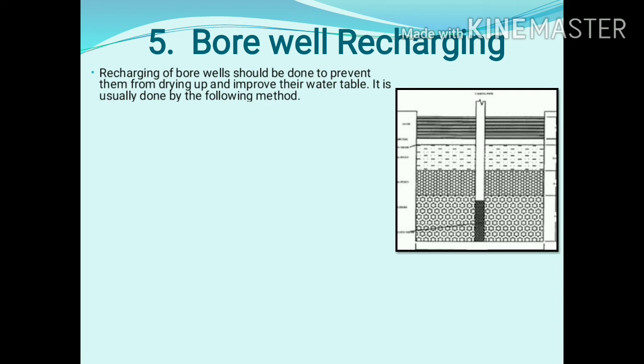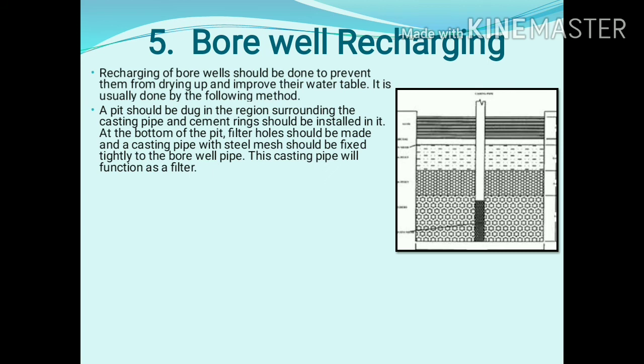Borewell recharging should be done to prevent borewells from drying up and to improve their water table. This is usually done by the following method. A pit should be dug in the region surrounding the casting pipe and a cement ring should be installed in it. At the bottom of the pit, filter holes should be made and a casting pipe with steel mesh should be fixed tightly to the bore well pipe. This casting pipe will function as a filter.